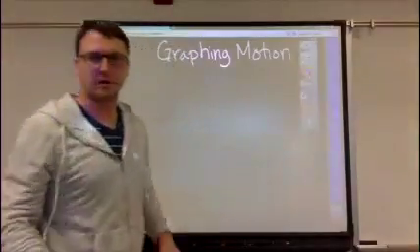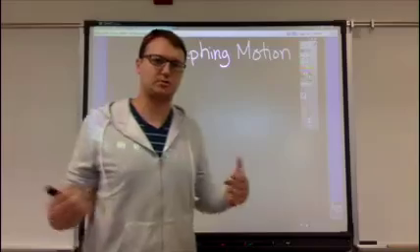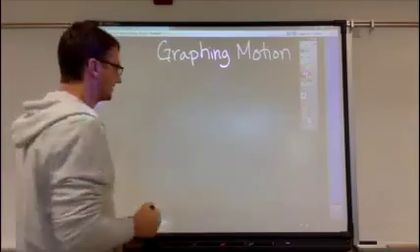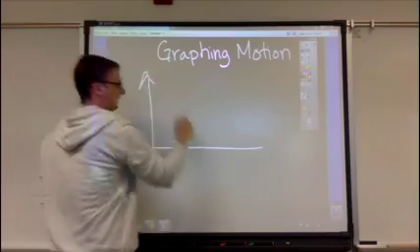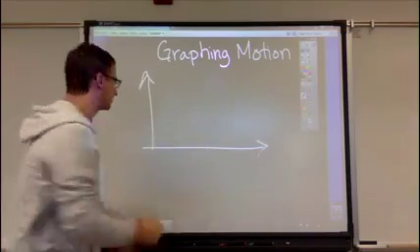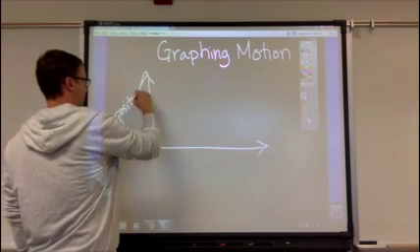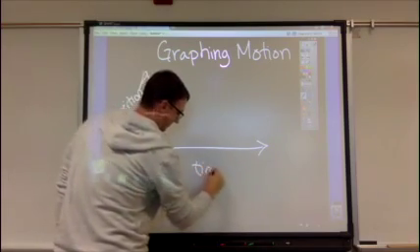So we're looking at graphing motion in general. So for instance, if we are driving 60 miles an hour on the freeway, we're going to have a constant speed. So when we look at distance on a graph, we look at distance on the vertical, time on the horizontal. So this is our position, and this is our time.